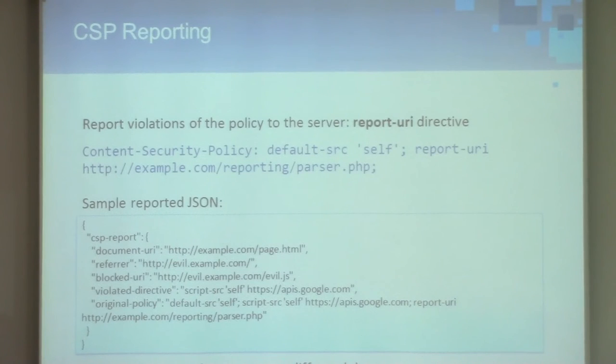So you have the document URI, so that's the page that's being attacked. Well, if the page is being attacked, that means the page has a vulnerability. So that's your free testing, that's your free pen testing, that's your bounty from the attackers, right? That page has a vulnerability, go fix it. I think the question is, how do most people do that?